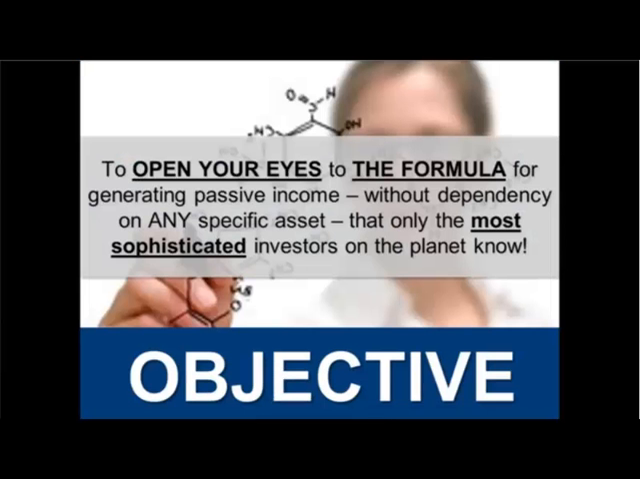So our objective for the presentation today is to open your eyes to the formula for generating passive income without dependency on any specific asset. Now, when I say that, it means it's not specific to real estate, it's not specific to paper, it's not specific to private lending, it's not specific to any one asset. This works for any income-producing asset. Once again, any income-producing asset.